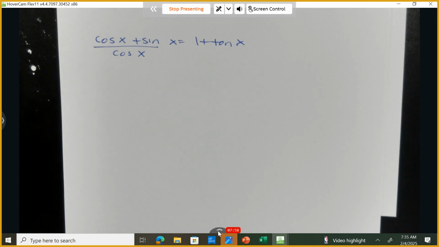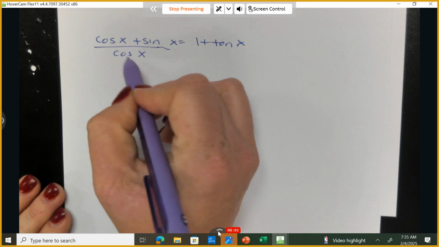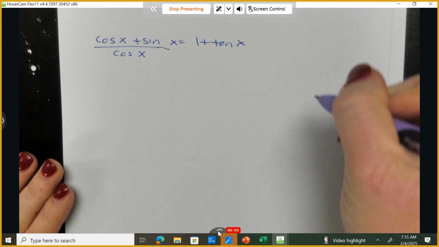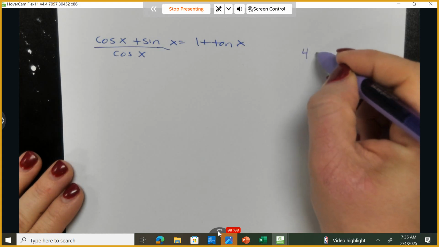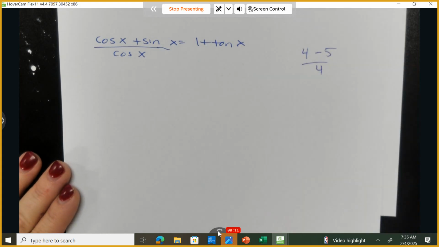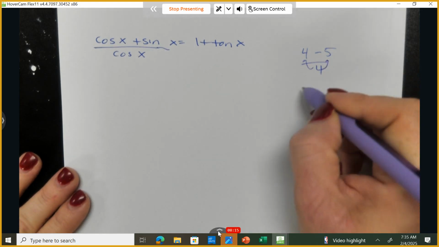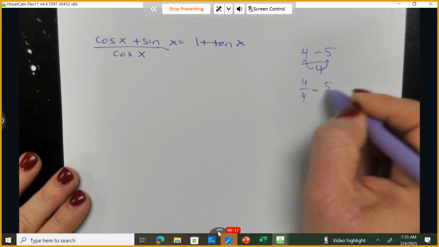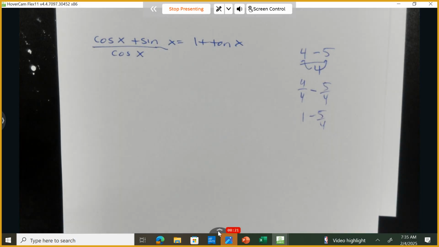I'm going to come off the side and I want to show you, because sometimes when we have trig functions, it just seems more complicated. So if you could look over here for 1 second. If I said to you 4 minus 5 over 4, another way that you could think about doing this is this 4 must be shared with the left and the right. So this is 4 over 4 minus 5 over 4. So 1 minus 5 over 4. It's another way for us to manipulate numbers correctly.